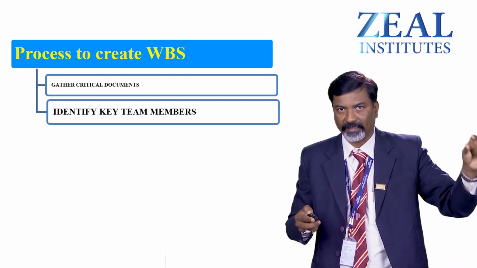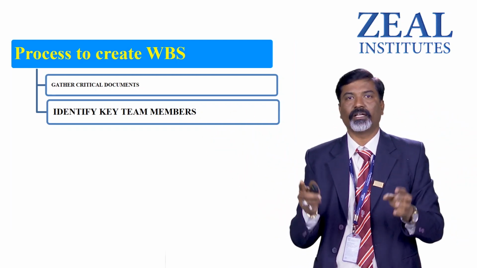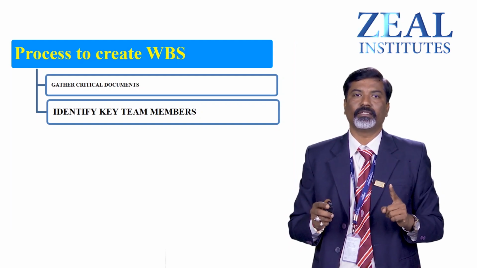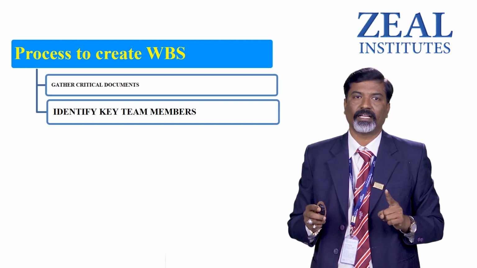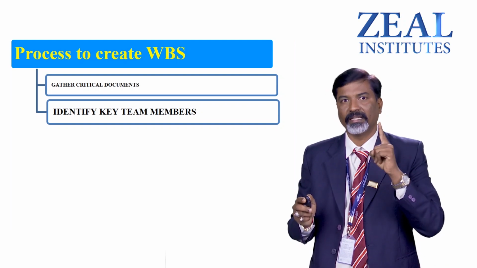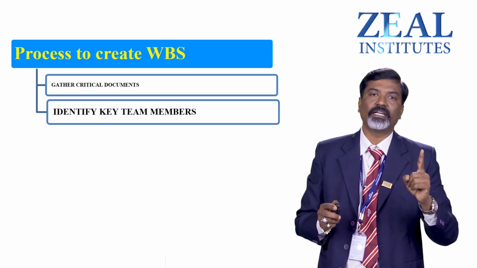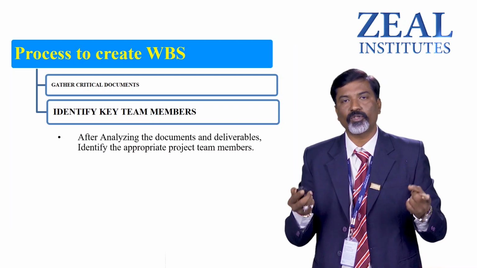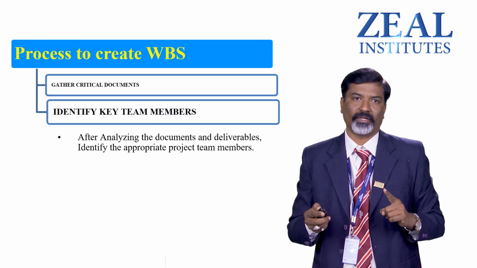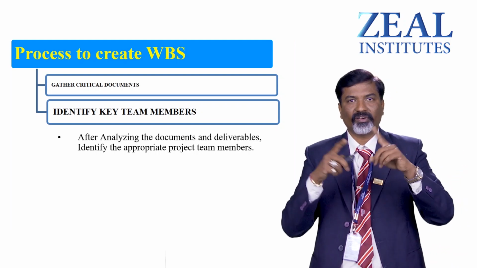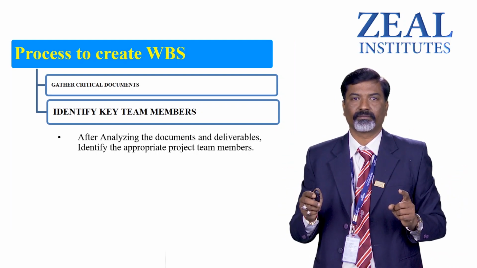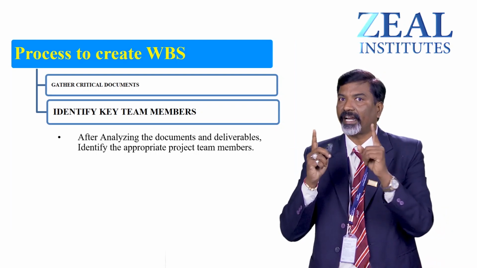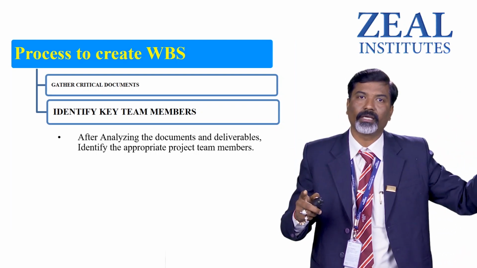The second activity is to identify key team members. Once you identify the task and collect the documents supporting it, the second activity you need to take into consideration in creating a work breakdown structure is to identify key team members. Team members are persons who are responsible for doing the particular activity. For that purpose, you have to identify team members, because if you are not selecting the right person for the right job, your project may come into trouble.